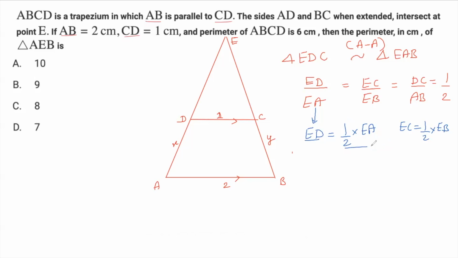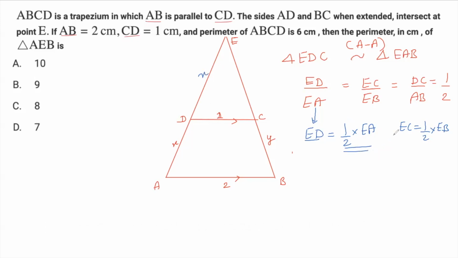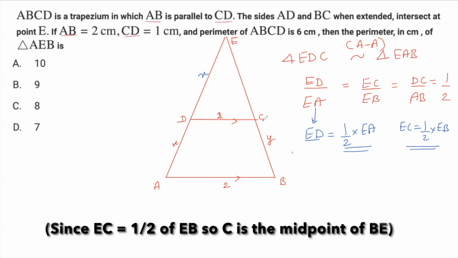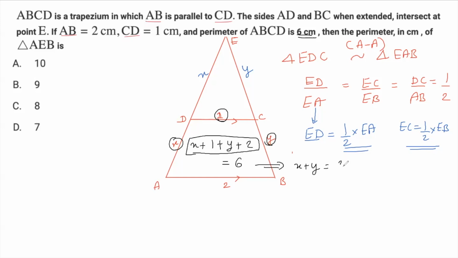So if ED is half of EA, guys, AD was X, and ED will also be equal to X, the other half. And similarly, if EC is half of EB, and CB was Y, EC is also equal to Y, the other half. Now, we have been given the perimeter of quadrilateral ABCD, which is 6. By geometry, this perimeter will be X plus 1 plus Y plus 2. This is given to us as 6. So X plus Y plus 1 plus 2, which is 3, will be 6. Thereby, I get X plus Y equal to 3.